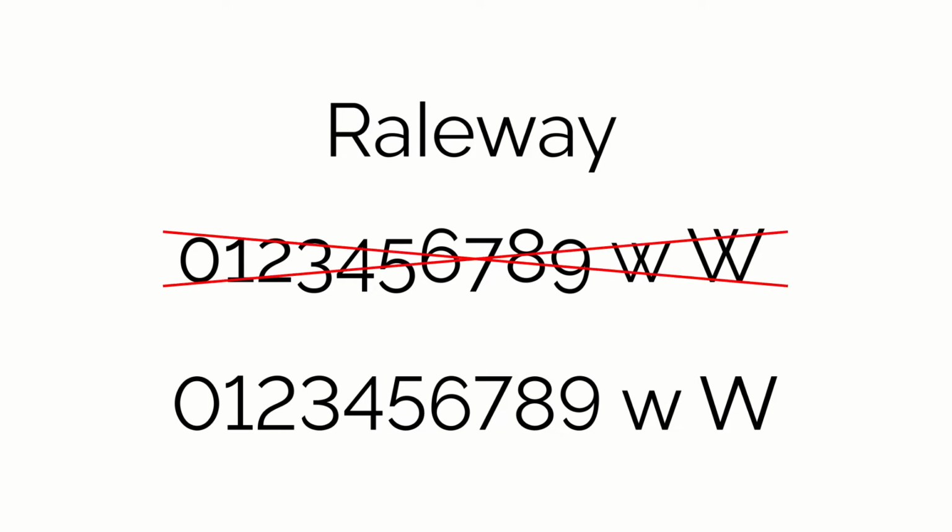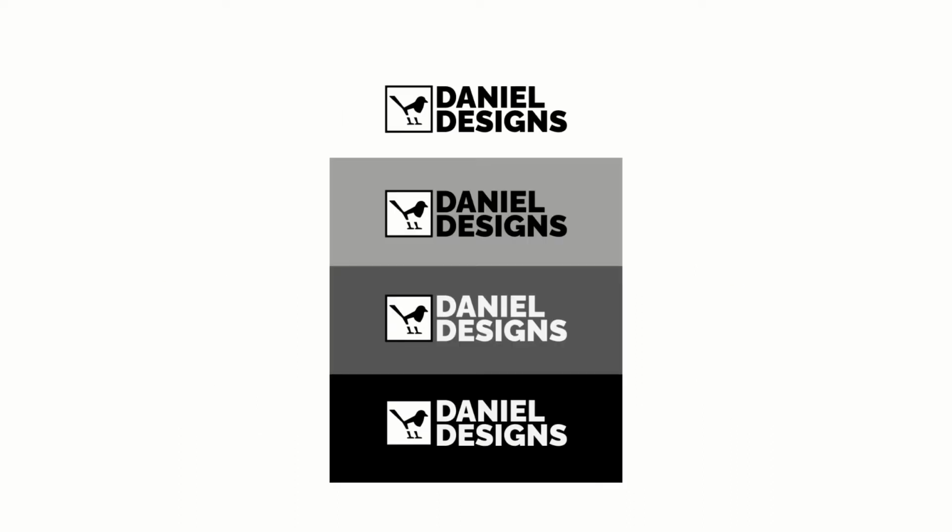I have a tutorial on how to access these alternate characters in Inkscape. You can check the link if needed. So here is the logo in Railway. I like it. At 50% gray, I switch the lettering to white, but the symbol is always the same.